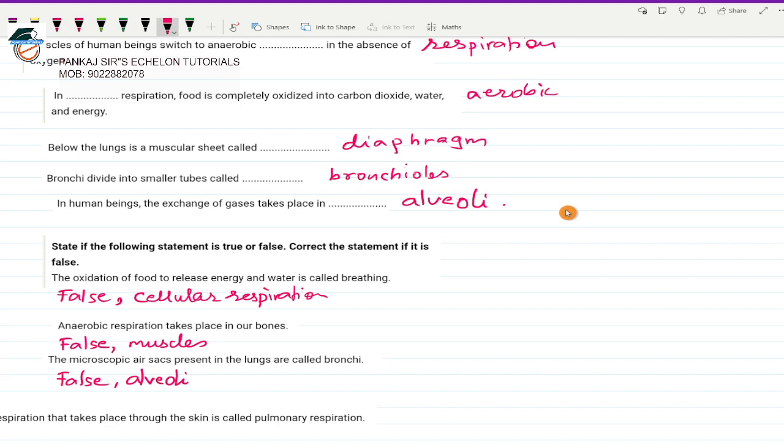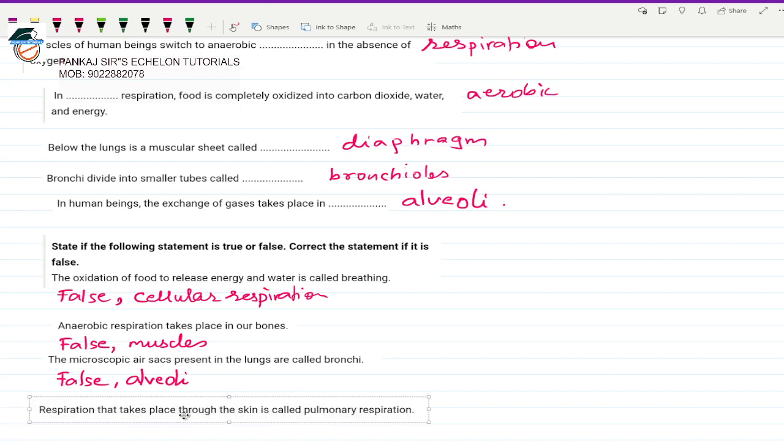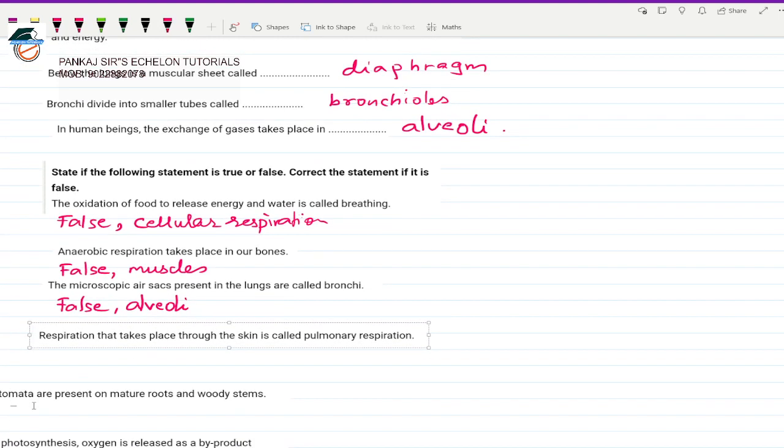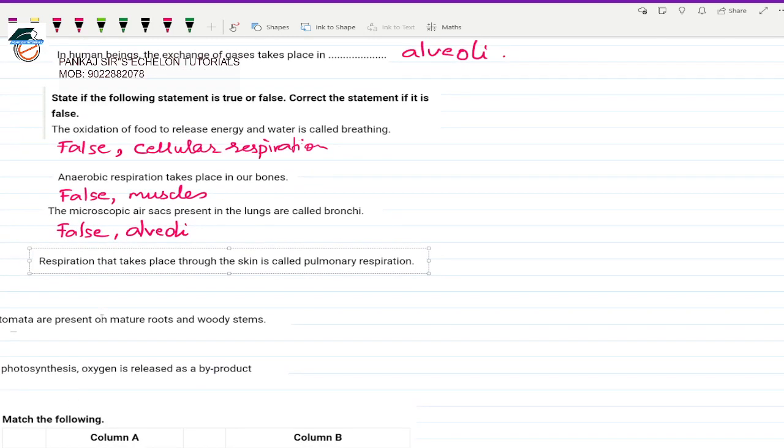Alveoli. Alveoli. Okay. Right. Now the next one is this one. Okay, let me move this also.